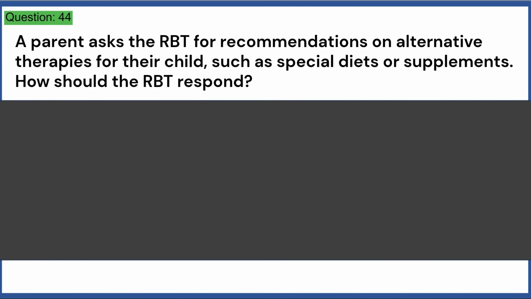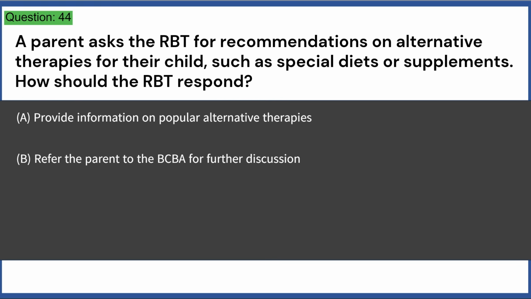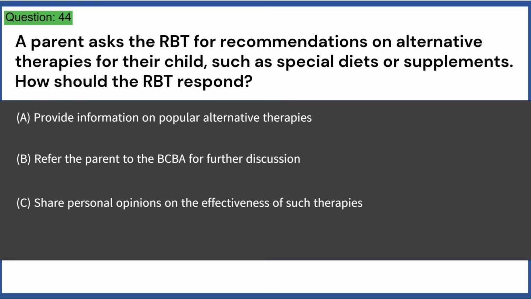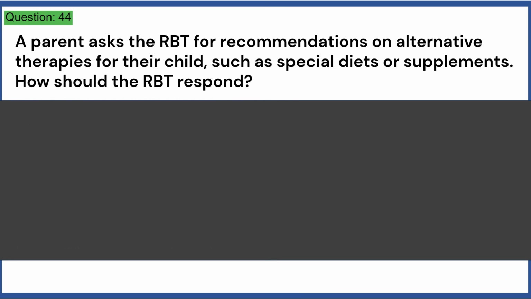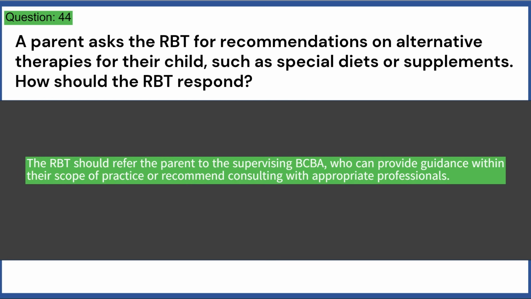A parent asks the RBT for recommendations on alternative therapies for their child, such as special diets or supplements. How should the RBT respond? A. Provide information on popular alternative therapies. B. Refer the parent to the BCBA for further discussion. C. Share personal opinions on the effectiveness of such therapies. D. Recommend consulting a medical professional. Answer: B. The RBT should refer the parent to the supervising BCBA, who can provide guidance within their scope of practice or recommend consulting with appropriate professionals.